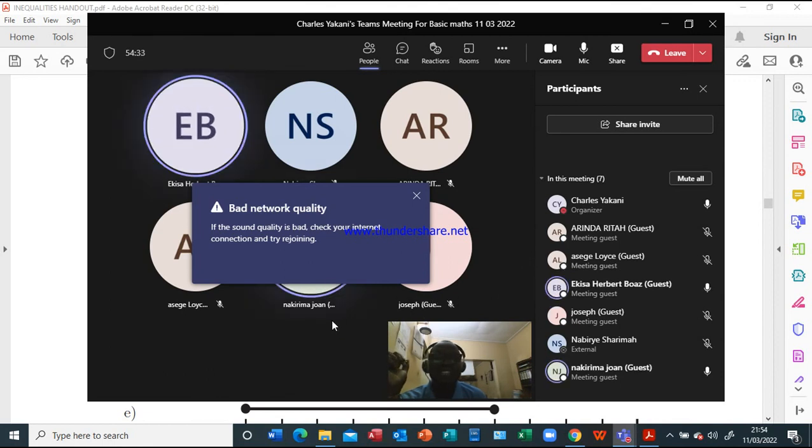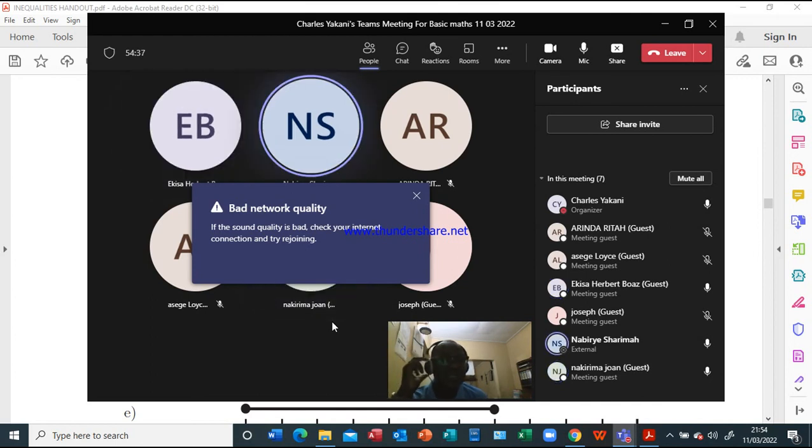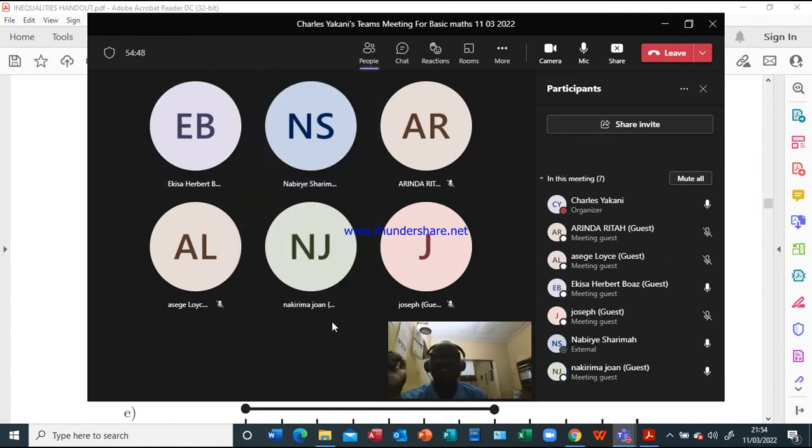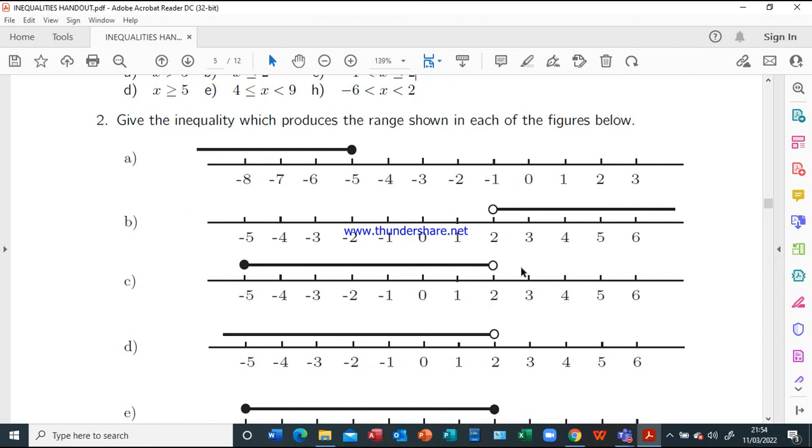Can somebody else try? I'm saying that negative. Yeah, I can try. Yes, it is negative 5 less than or equal to x, which is less than 2. Correct. So 2 is not part of the solution. Okay?